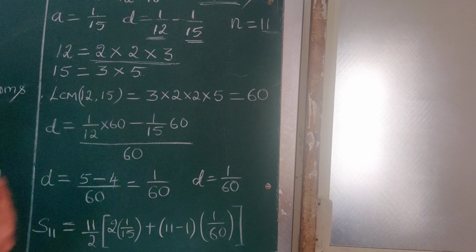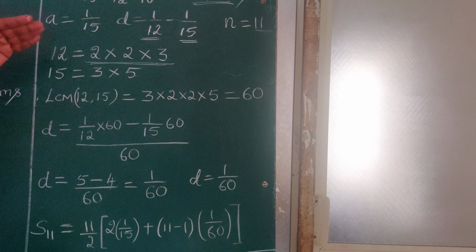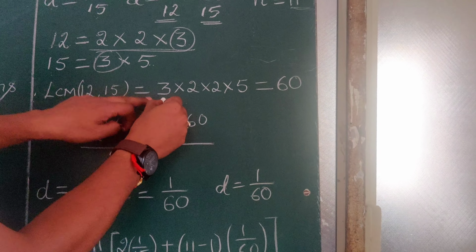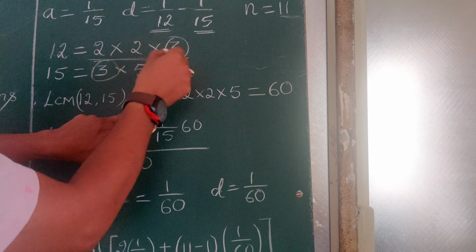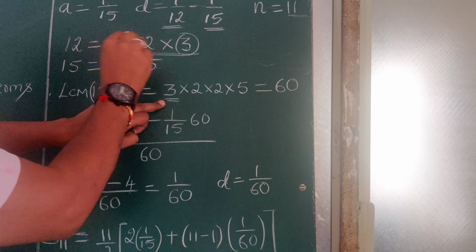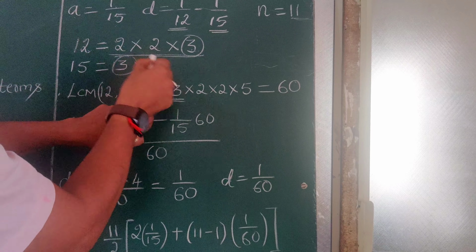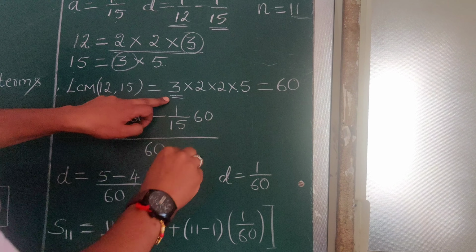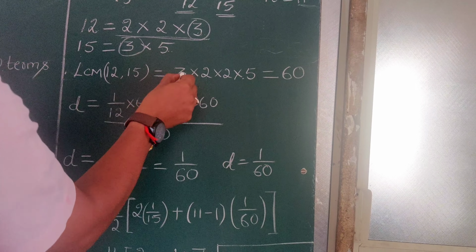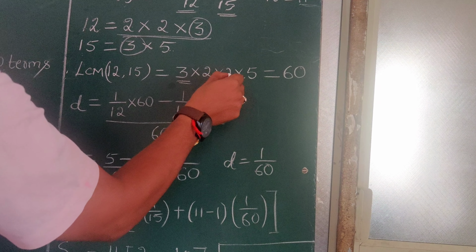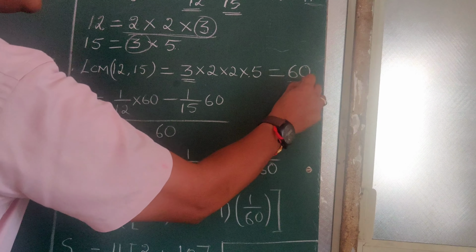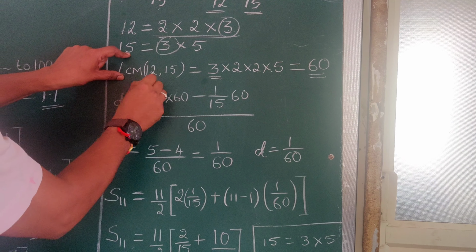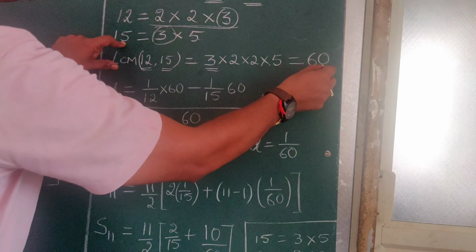Now see which factors are common in these two. 3 and 3 are the common ones, so write it only once. The rest of the numbers you write directly: 2 into 2 into 5. Therefore, the LCM becomes 3 into 2 into 2 into 5, which is 60. Means the LCM of 12 and 15 is 60.